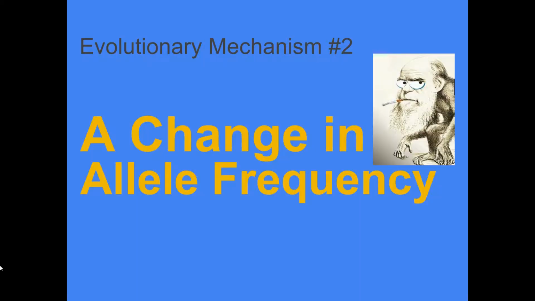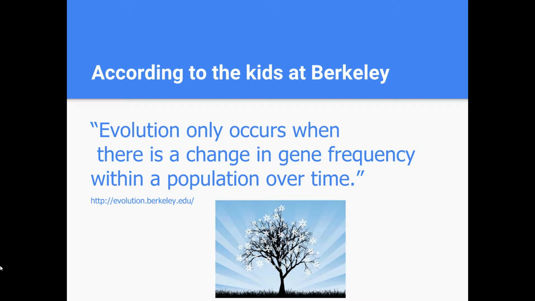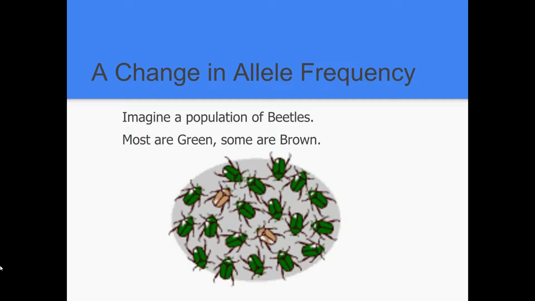Today we're looking at evolutionary mechanism number 2, a change in allele frequency. According to the good true believers at Berkeley, or evolution.berkeley.edu, evolution only occurs when there is a change in gene frequency within a population over time. What is a change in allele frequency? Well, let's imagine a population of beetles. Most are green, some are brown. Now this example comes directly from the Berkeley website, so I'm not coming up with a straw man here, I'm using their example to explain what they mean.